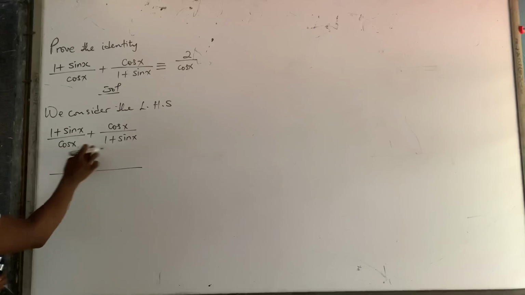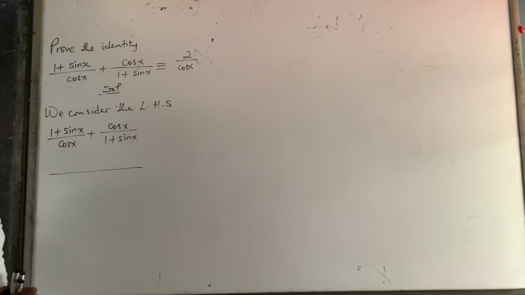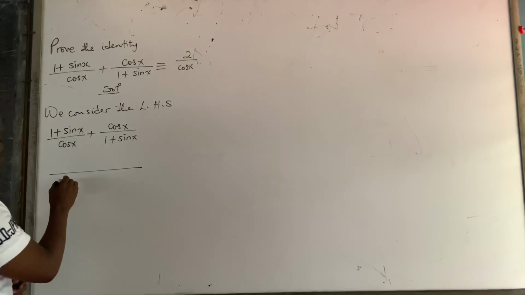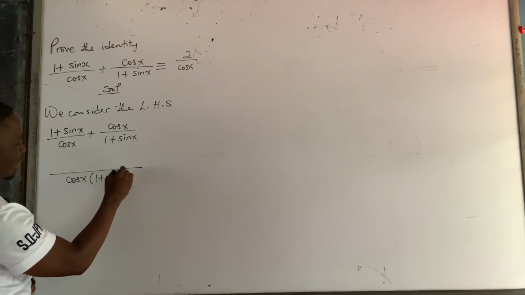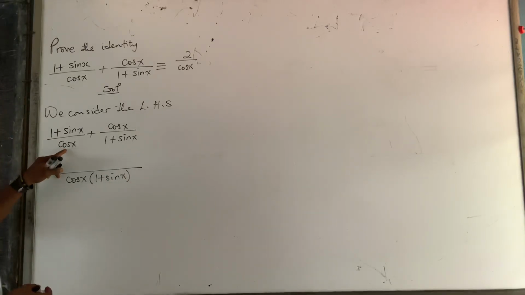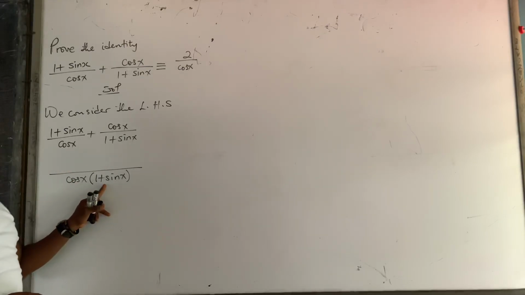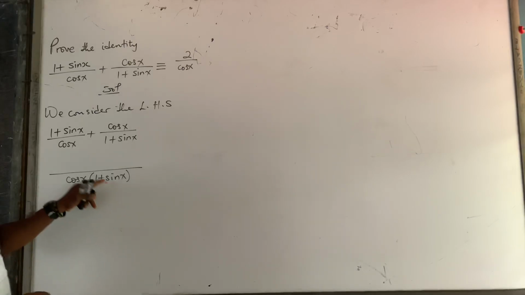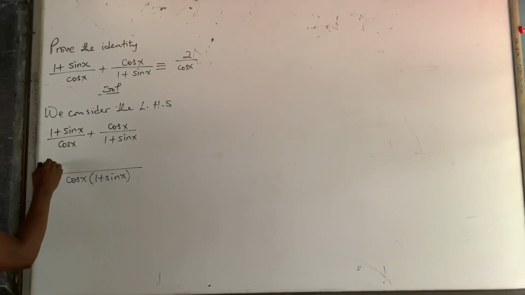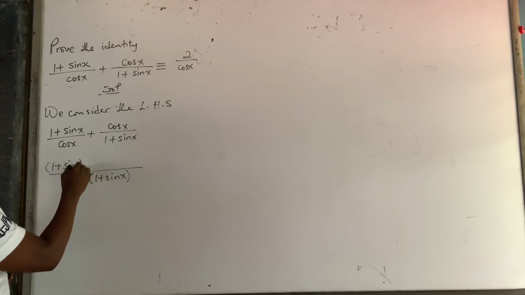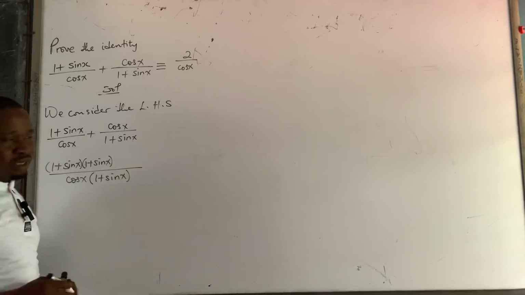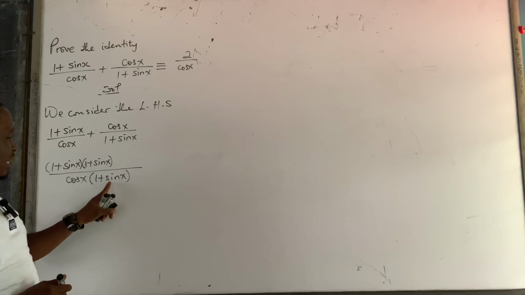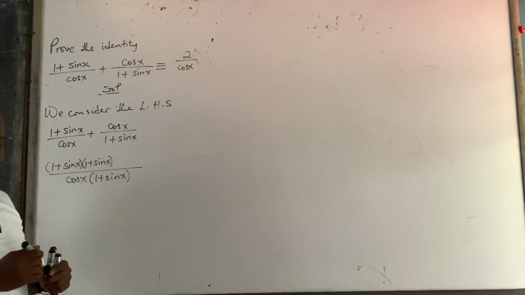The LCM of the two denominators, we can simply consider as the product of the denominators. So we say cos x multiplied by (1 + sin x). Cos x into the LCM simply means cos x takes away cos x, leaving 1 + sin x. So we have (1 + sin x) multiplied by (1 + sin x).